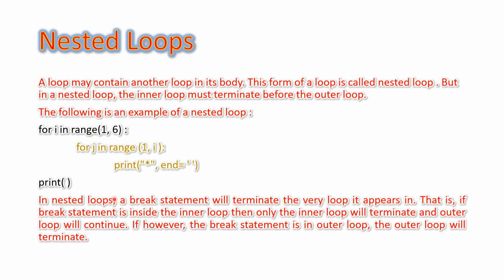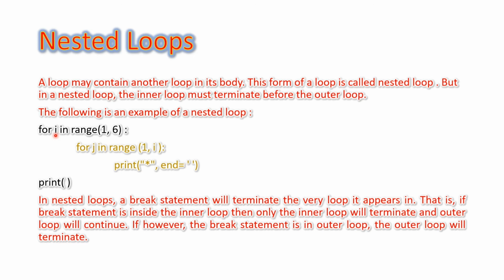In a nested loop, a break statement will terminate the loop it appears in. That is, if the break statement is inside the inner loop, then only the inner loop will terminate when the break statement executes, but the outer loop will keep on executing. In this type of nested loop, the outer loop executes once, then the inner loop completes all its iterations, then the outer loop will go to the next iteration.